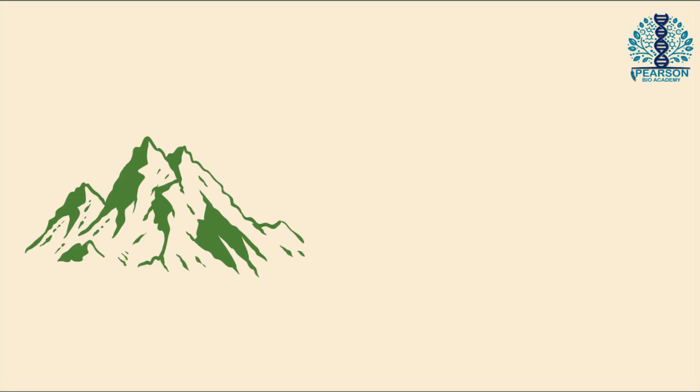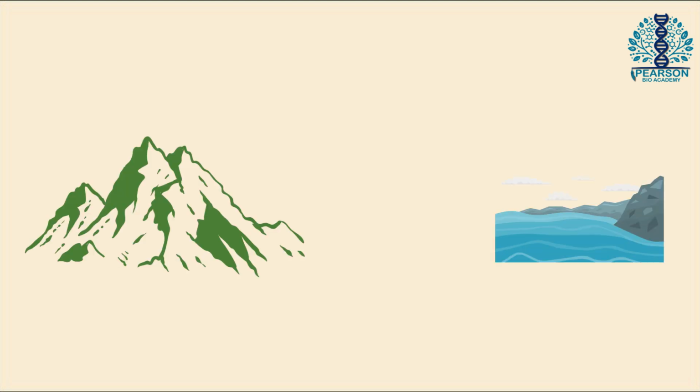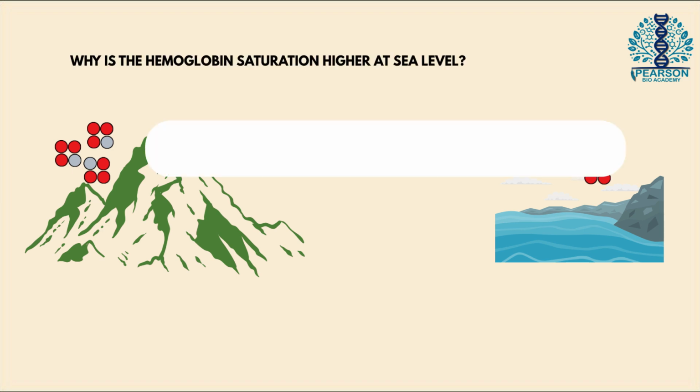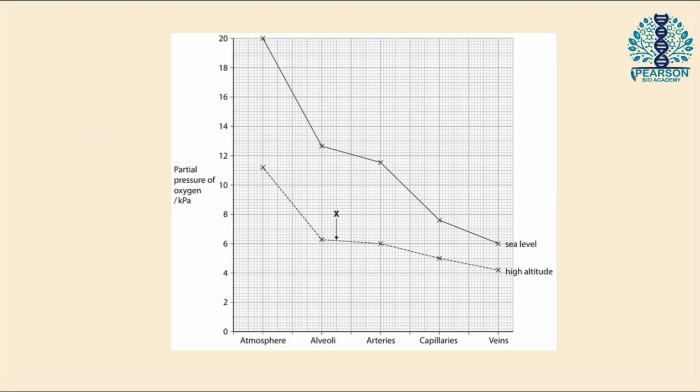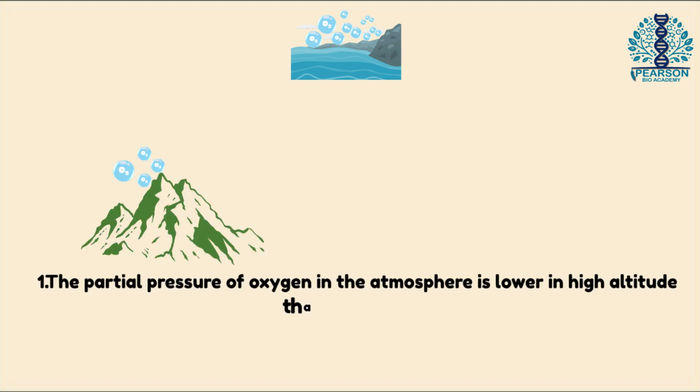So, first, think about a person at a high altitude and a person at sea level. Why is the hemoglobin saturation higher at sea level? If you don't know anything, just start by referring to the graph. If I go back to the graph, you can see that the partial pressure in the atmosphere, the starting point, is much higher at sea level compared to high altitude. You can see at sea level it's around 20, while at high altitude it's something like 11. So this can be the first reason, right? It means that at sea level there is more oxygen available compared to high altitude.